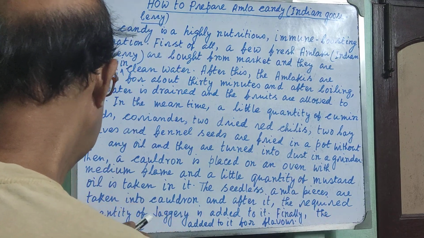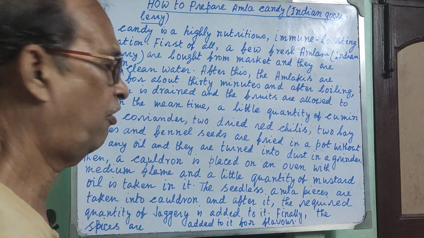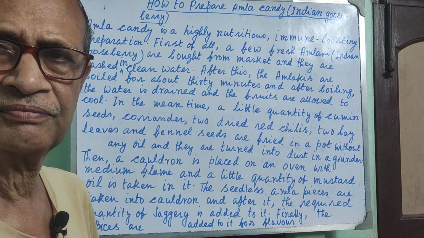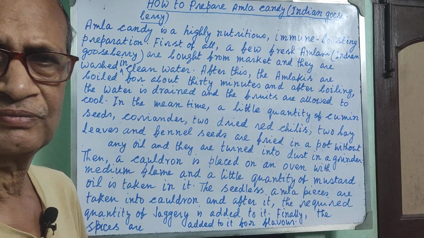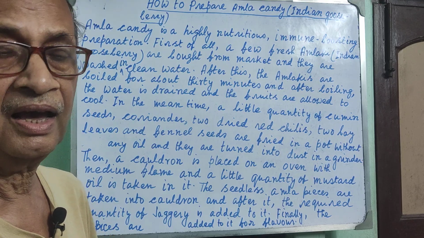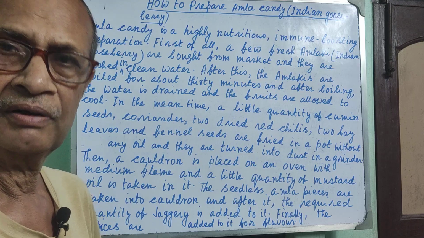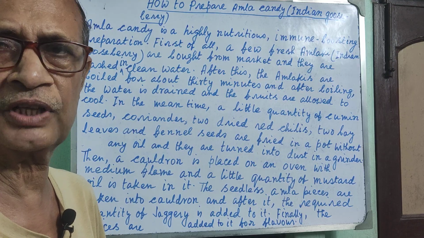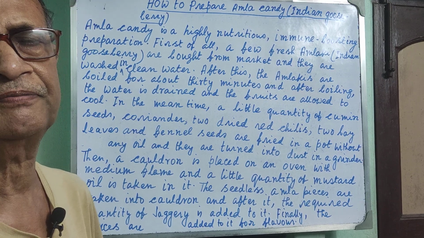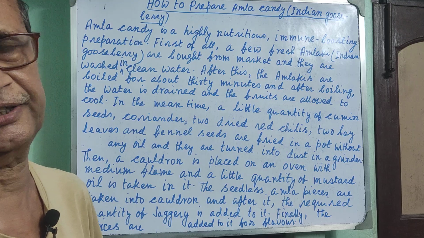Finally, the spices are added to it for flavor. The dust spices are added to the hot preparation for flavor. Now you may expose the mixture into the sunlight, and then you may preserve it into a glass jar.